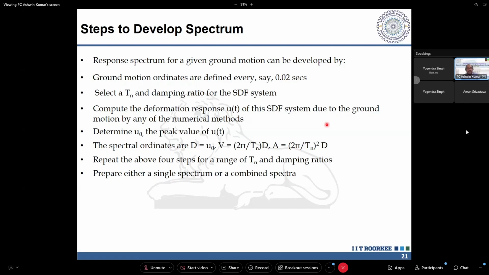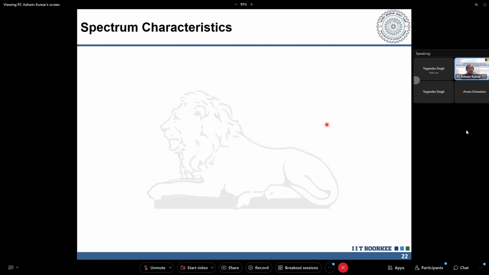And then you can either produce a single spectra or a combined spectra in terms of a tripartite graph, or a single graph, whichever plot you're interested in. If you're interested in finding base shear, you have to get the peak acceleration. Acceleration spectra is enough. If you're looking at a complete overview of displacement and things like that, you might need a tripartite graph.